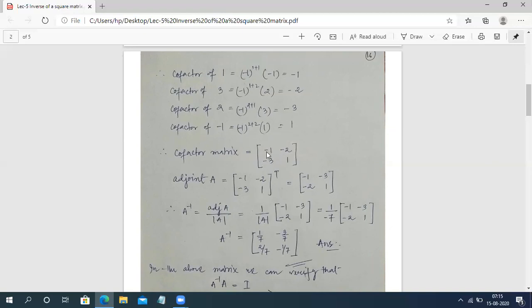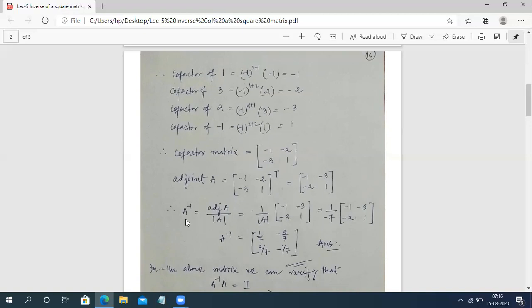That means we are writing the row minus 1, minus 2 as a column. So it is minus 1, minus 2, and the second row, minus 3, 1, we are writing as the second column, that is minus 3, 1. So this is the adjoint, the transpose of the cofactor matrix. Now what is A inverse?